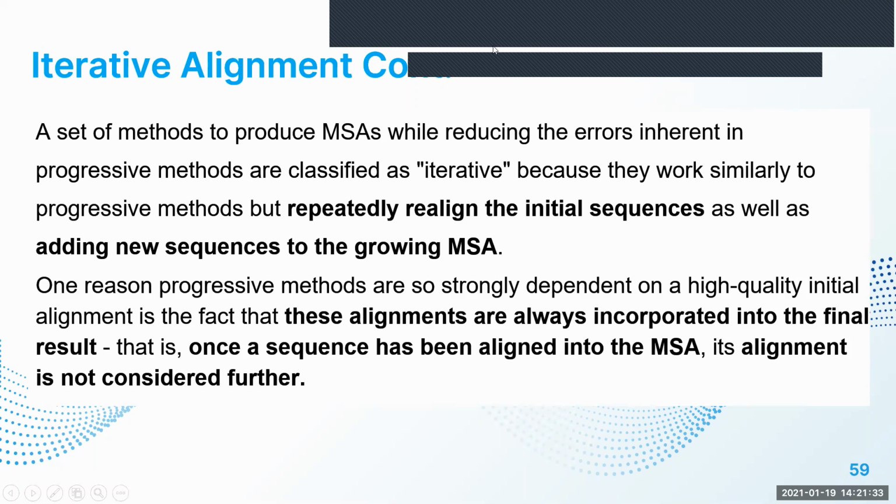So it's the same thing, right? Progressive alignment depends on a high quality initial alignment. If you have a bad alignment at the very initial stages, that will affect your final alignment. But as I said before, we can get rid of that problem in iterative alignment.